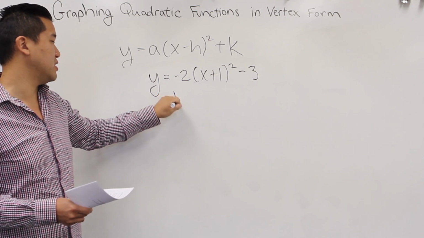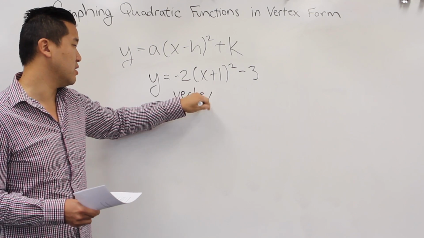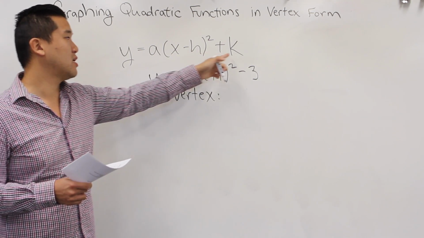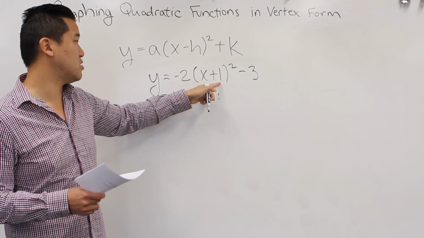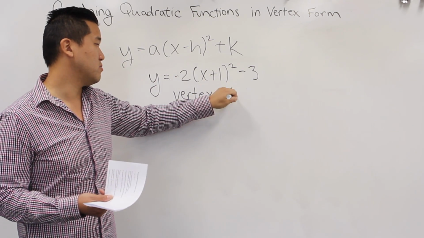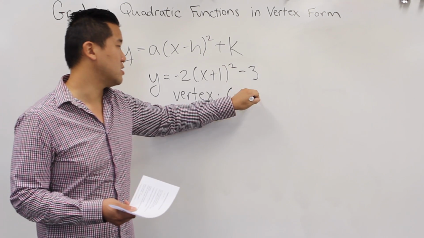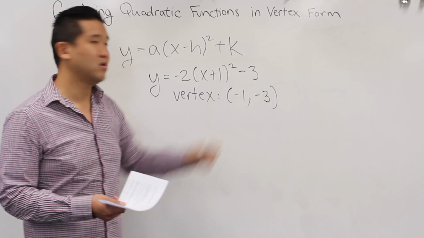The first one we're going to find is the vertex. The vertex is easy to find. The vertex is, once again, opposite h, comma k. So where's my opposite h? Well, it's plus 1, so it's going to be opposite, negative 1. And then my k is going to remain the same, which is your negative 3.